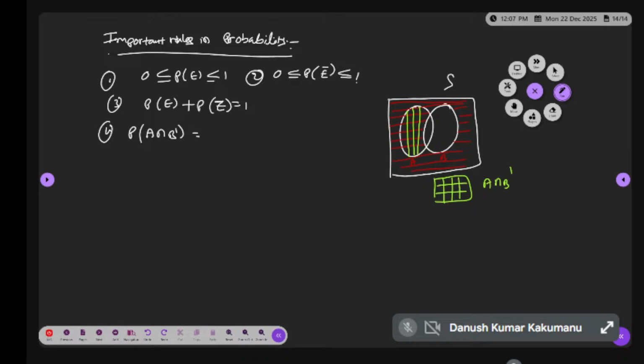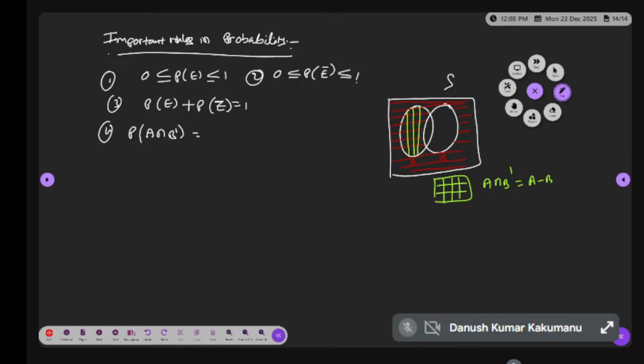A intersection B complement is nothing but what? This area, what is the element to represent? A minus B. Yes or no? A intersection B complement is nothing but A minus B. This diagram is for A intersection B complement, which is nothing but, in A, we are subtracting B. Is it clear? Only A elements we are taking.